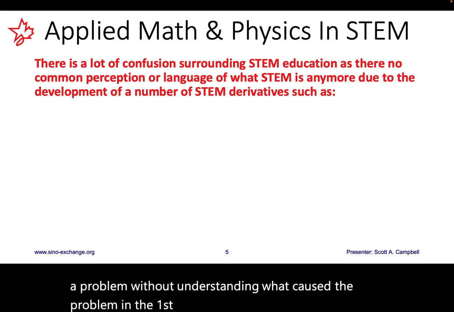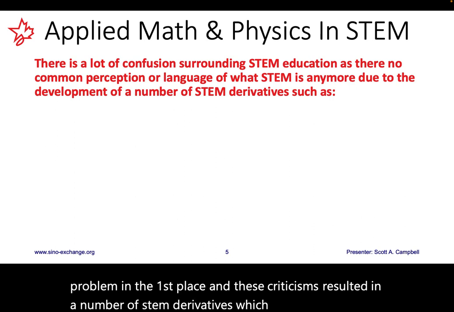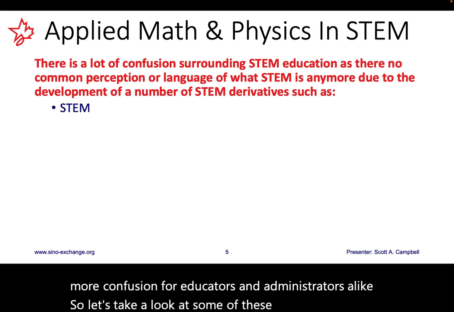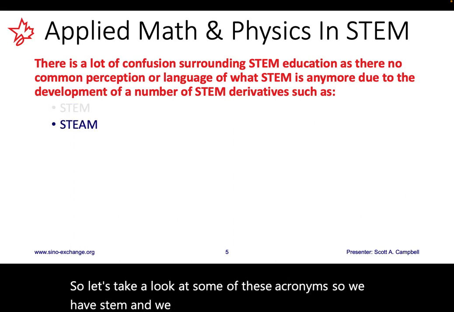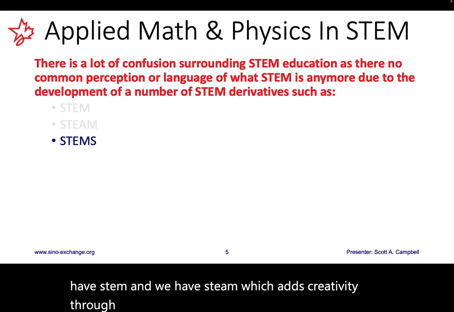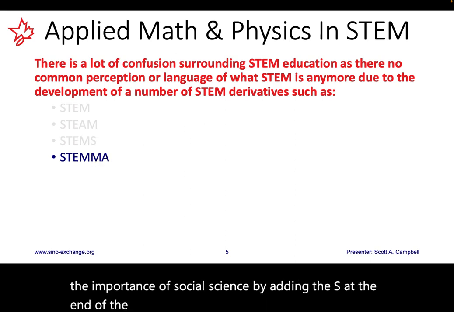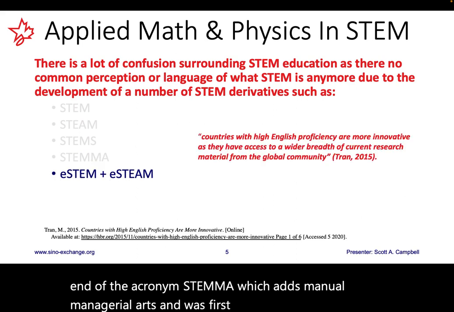And these criticisms resulted in a number of STEM derivatives which have only created more confusion for educators and administrators alike. So let's take a look at some of these acronyms. So we have STEM, and we have STEAM, which adds creativity through the arts. But we have STEMS, which recognizes the importance of social science by adding the S at the end of the acronym. STEMA, which adds managerial arts and was first proposed by Harvard University.